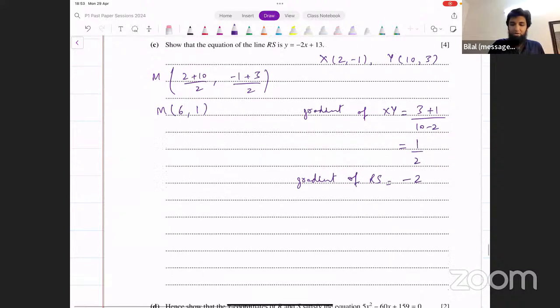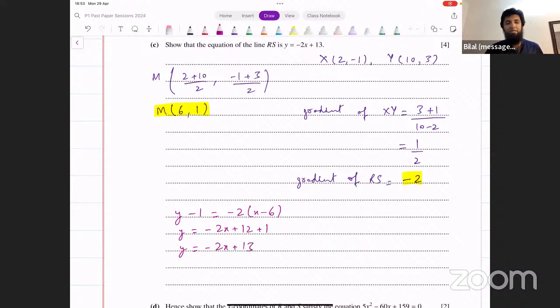And using this now, you can write down the equation. You've got one point that lies on that line and the gradient of that line. What's the equation going to be? y minus y1, that's y minus 1 equals m, which is minus 2, into x minus 6. Now you have to rearrange this, and that gives you y equals minus 2x plus 12 plus 1, and y equals minus 2x plus 13. That's the equation of that line RS that we were looking for.